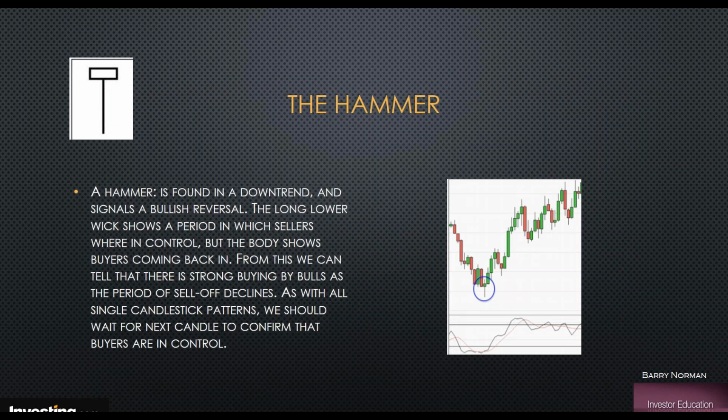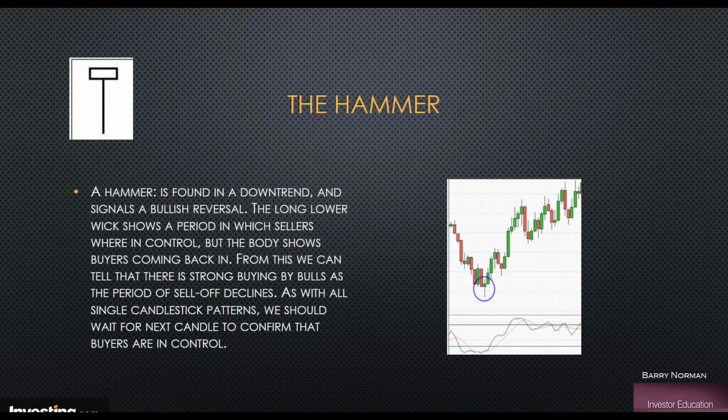Okay, it looks just like it is. A hammer is found in a downtrend and signals a bullish reversal. So when you see it in a downtrend, it's signaling the market's going to reverse and move in the opposite direction. It's a period in which sellers were in control, but the body shows the buyers have come back. From this, we can tell that there is strong buying by bulls as the period of sell-off declines.